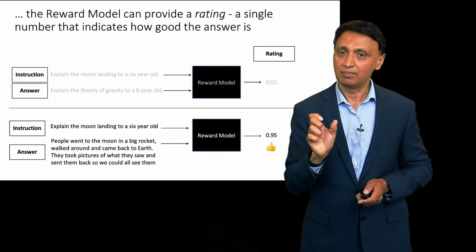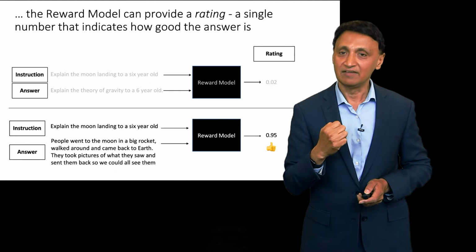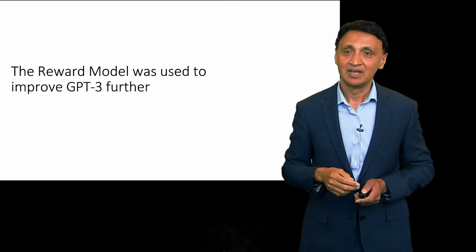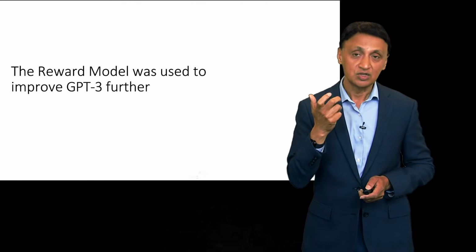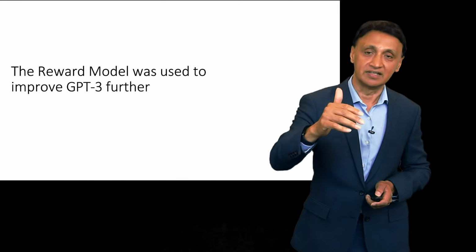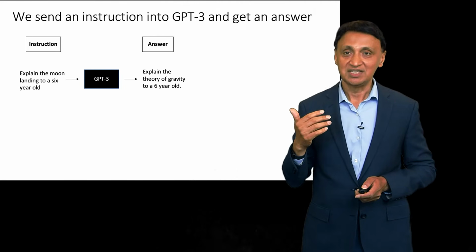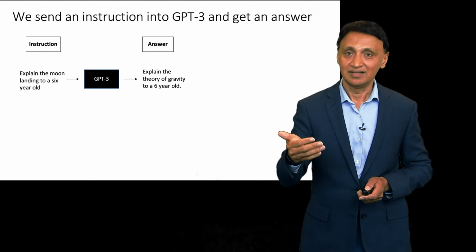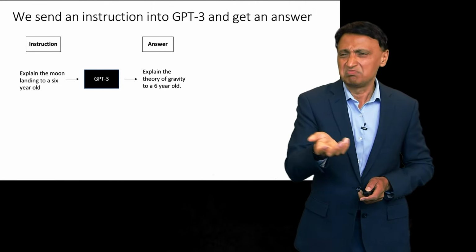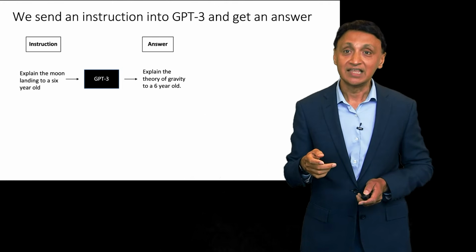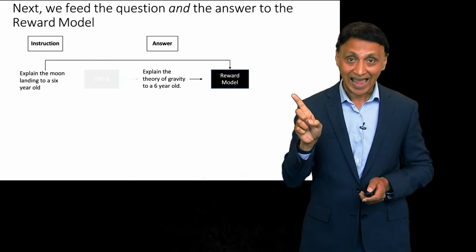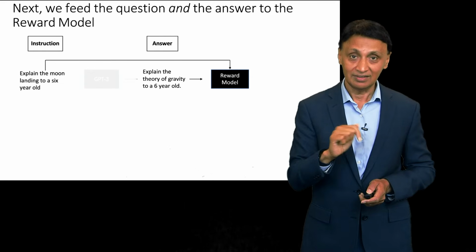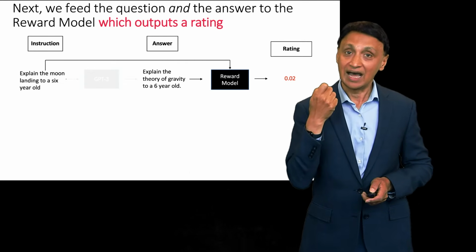Give it a question and a potential answer, it'll come back and give you a number which indicates how good the answer is. So we can use this capability to improve GPT-3 even further. So what we do is we send an instruction to GPT-3, we get an answer out, and this answer may or may not be good, we don't care. And then we feed both the instruction and GPT-3's answer to the reward model, which in turn gives you a number.